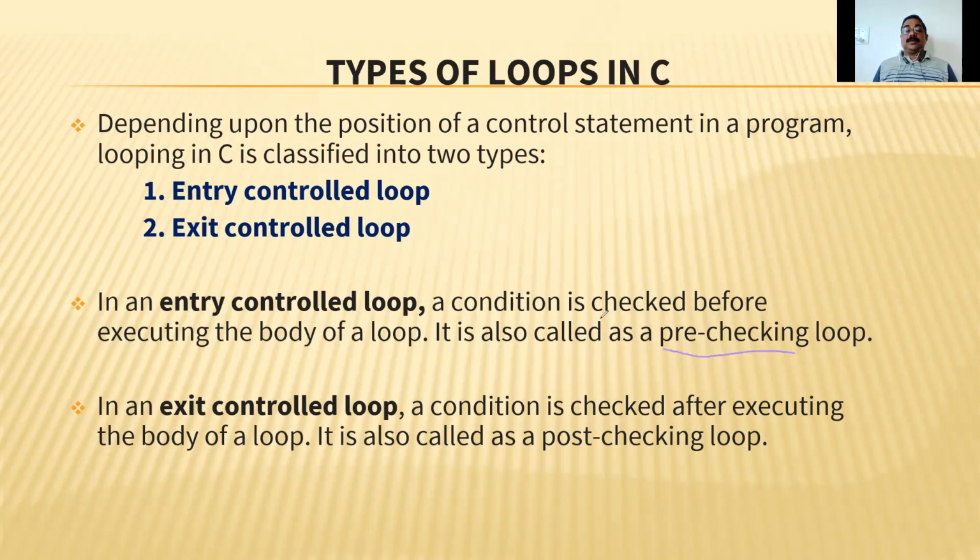This is the loop which is called an entry controlled loop, and in this loop we have to check the condition before executing the body of the loop. In the exit controlled loop, we check the condition after executing the body of the loop. That is called a post-checking loop. So both loops have different features.